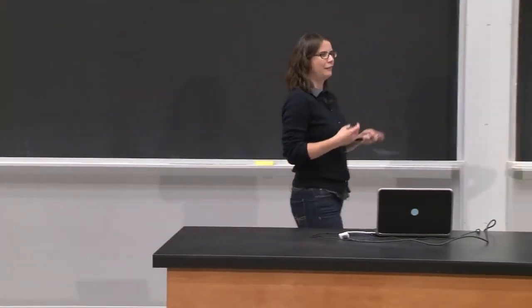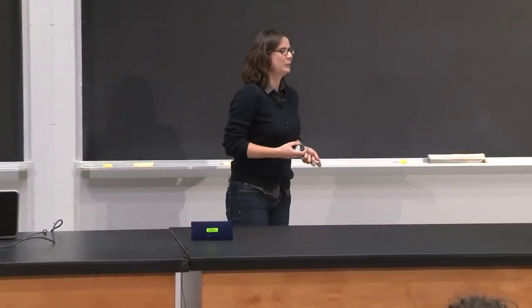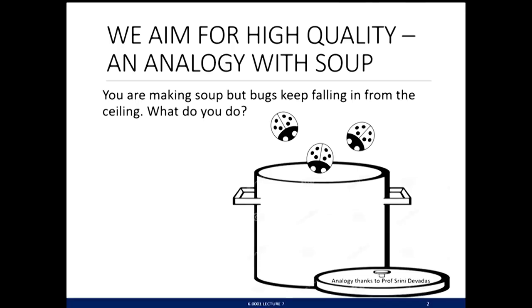So I've made soup before. Perhaps you've made soup before. Let's say you're making soup in this big pot here. And it turns out that bugs keep falling into your soup from the ceiling. All right, quick question to the audience. What do you do if you encounter this issue?